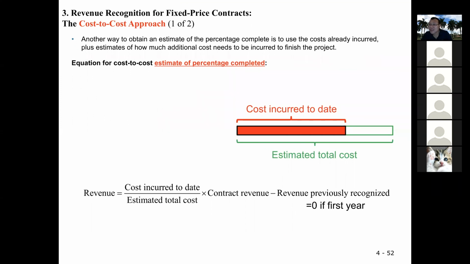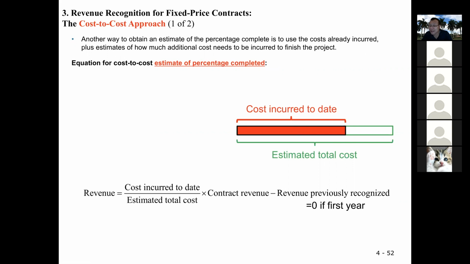In this scenario, there's no engineer. Nobody is going to tell you what the percentage of completion is. We have to estimate on our own. So we're going to use this method called the cost-to-cost approach. What do we mean? Did you see this bar, this red bar here? It looks like the battery charging, right?